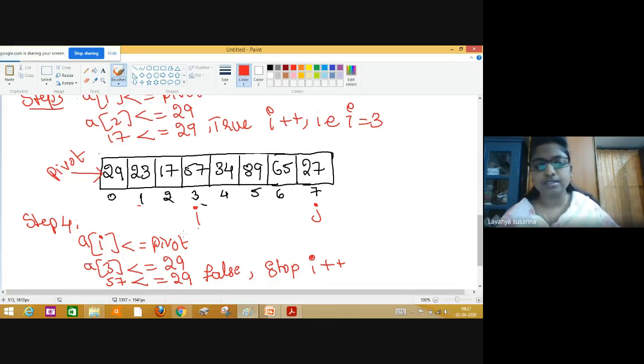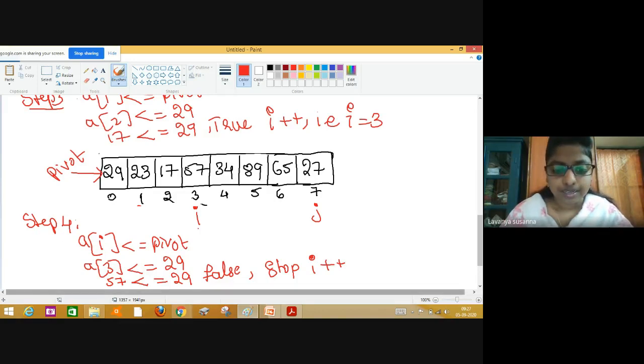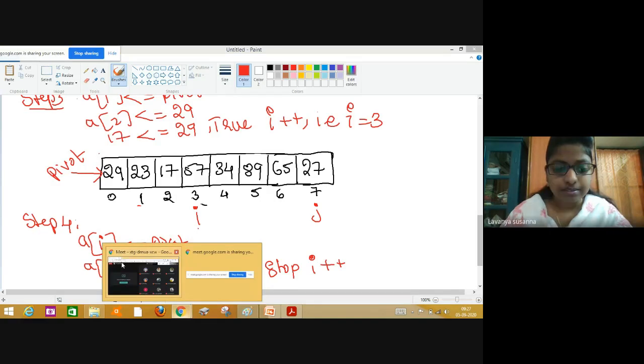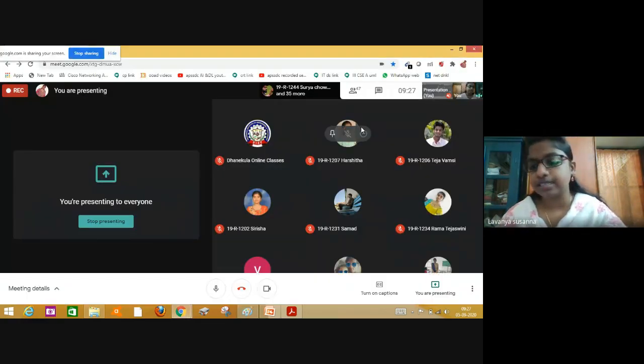Any doubts up to step 4? I hope you understood. Stop incrementing. I will not be incremented, and this process must be stopped. Because I incrementing is stopped, you need to stop this process. Is it clear? Shall I repeat? Students, is it clear?